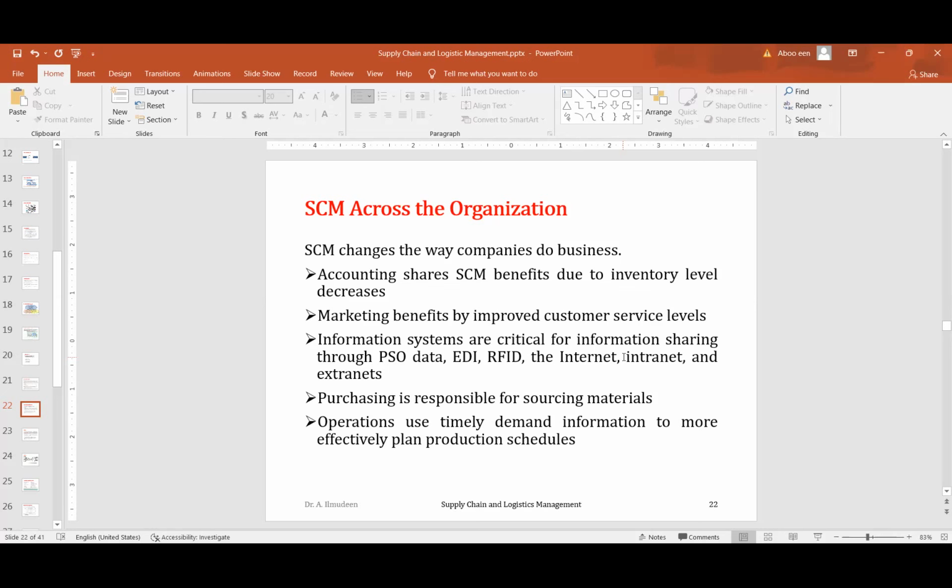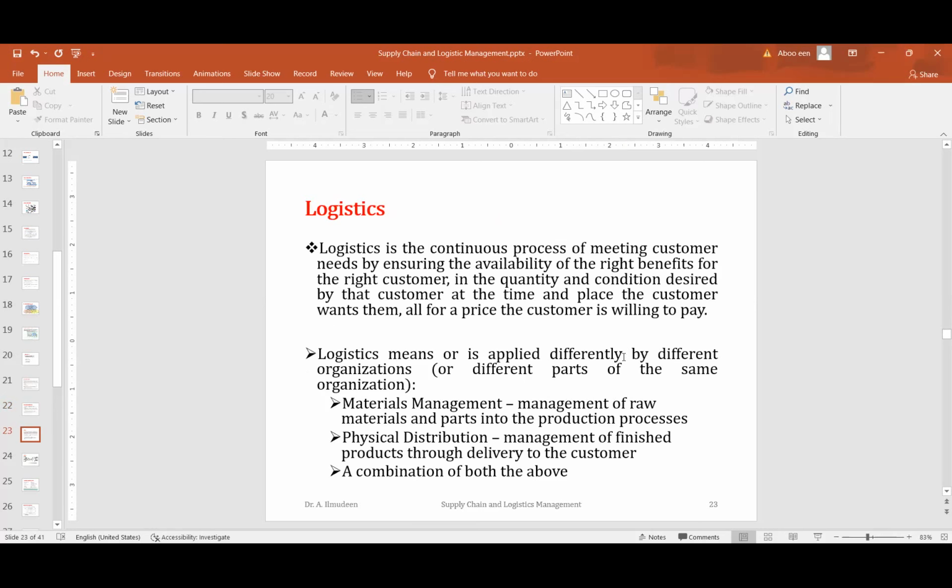With that, we are going to discuss logistic management. So far we looked at the supply chain management system, and now we are going to discuss the logistic management system.